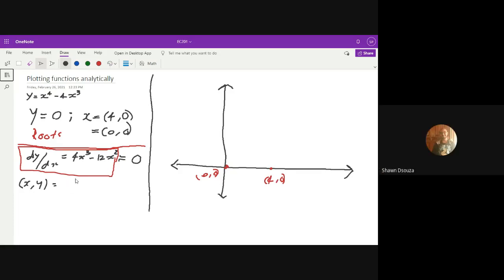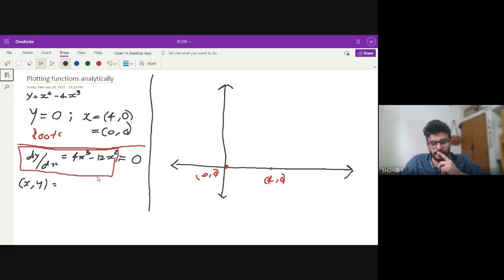All right. It is 0 and 3, right? Yeah. So the extremas will be 0, 0, and 3, minus 27, right?